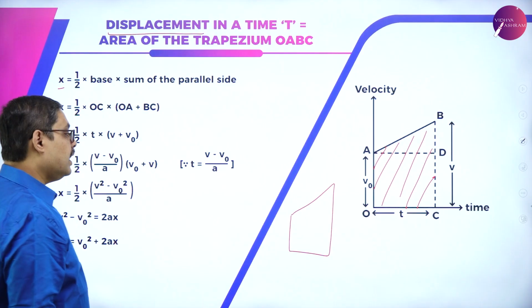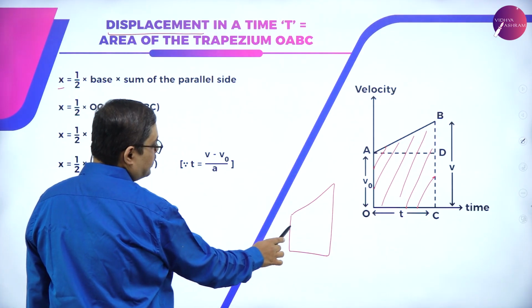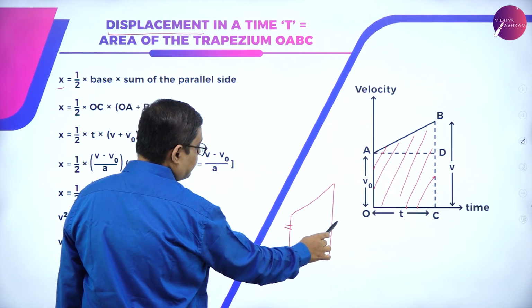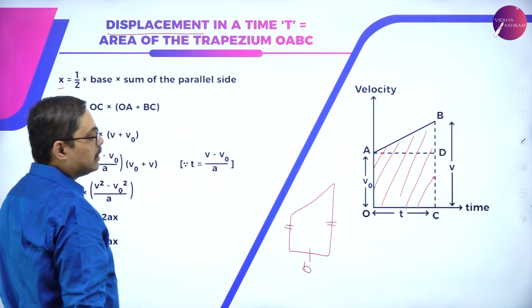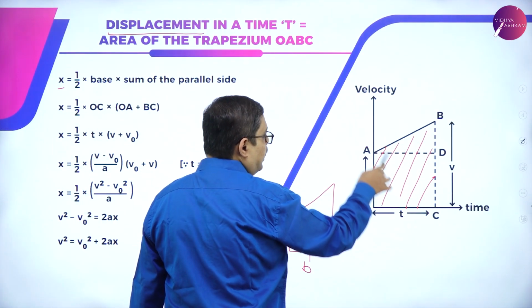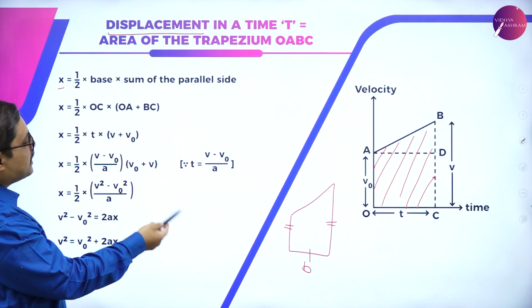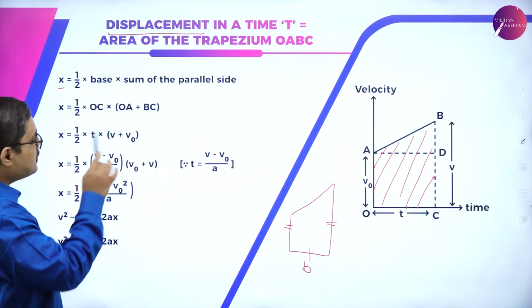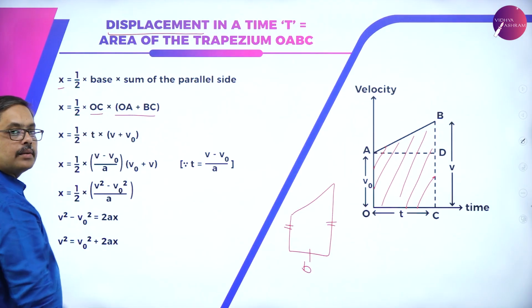How do I find the area? It is once again base into sum of parallel sides. These are parallel sides and this is the base. So OC is the base, OA and BC are the parallel sides. The area is given by half into base into sum of parallel sides for this trapezium, half into OC into OA plus BC.